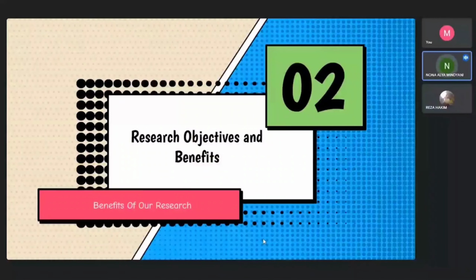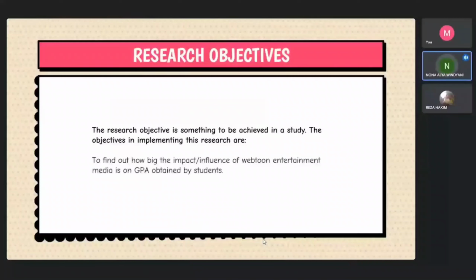This is the research objectives and benefits. So the research objective is something to be achieved in a study. The objectives in implementing this research are to find out how big the impact or influence of webtoon entertainment media is on the GPA obtained by students.